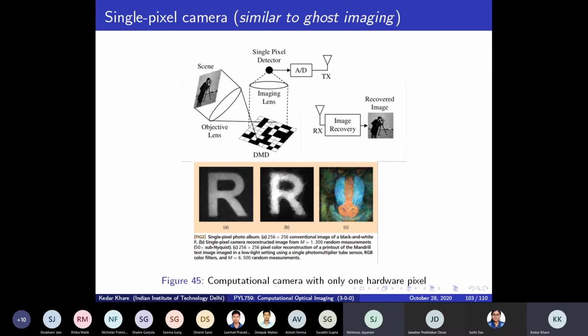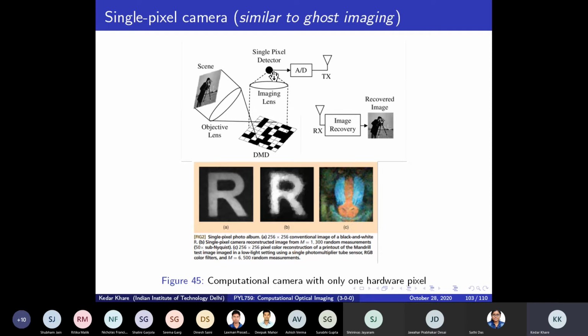So you are saying it took only 1300 different patterns? Yes, 1300 patterns. For example, 256 squared, how much is that? That is 65,536. So out of that, only 1300 random patterns were used here. And 1300 patterns means if my DMD chip can record the image at say 4 or 5 kilohertz, then my total time to take this picture was less than a second.